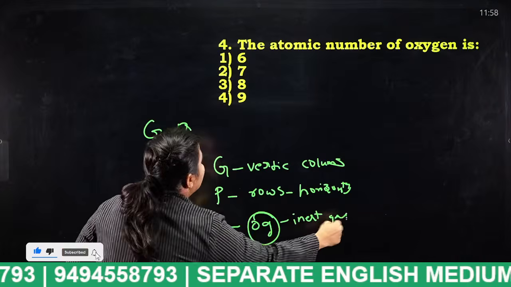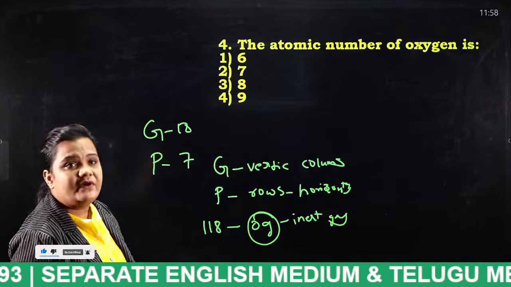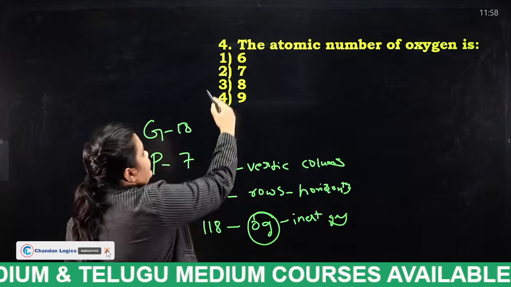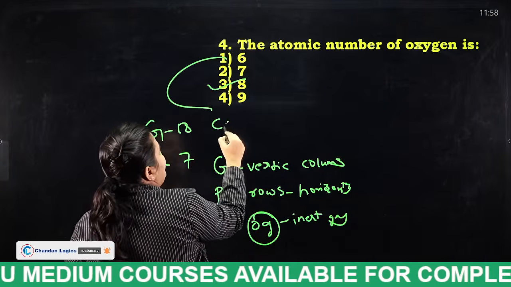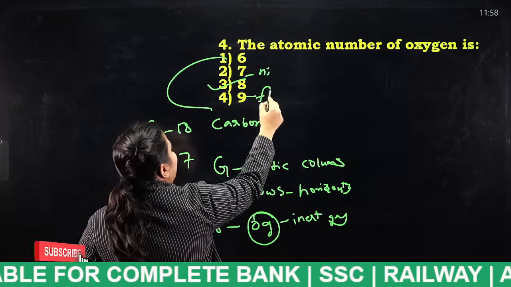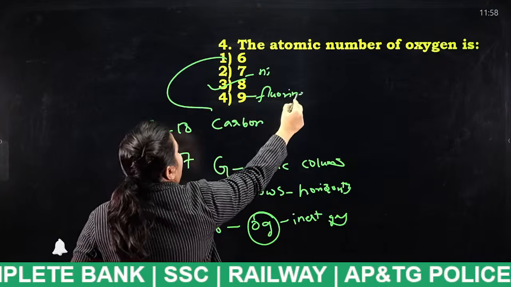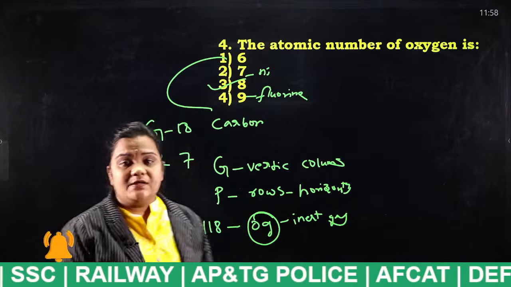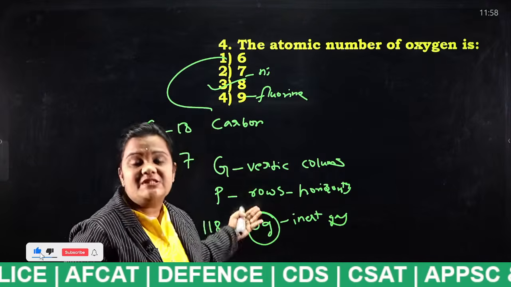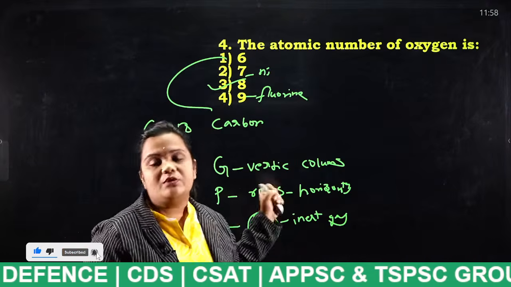Okay, so tell me, students, what is the atomic number of oxygen? This is a very easy question. Very good, 8. And 6 is the atomic number of carbon, 7 is the atomic number of nitrogen, and 9 is the atomic number of fluorine. So in order to explain more information regarding oxygen, I have put this question.